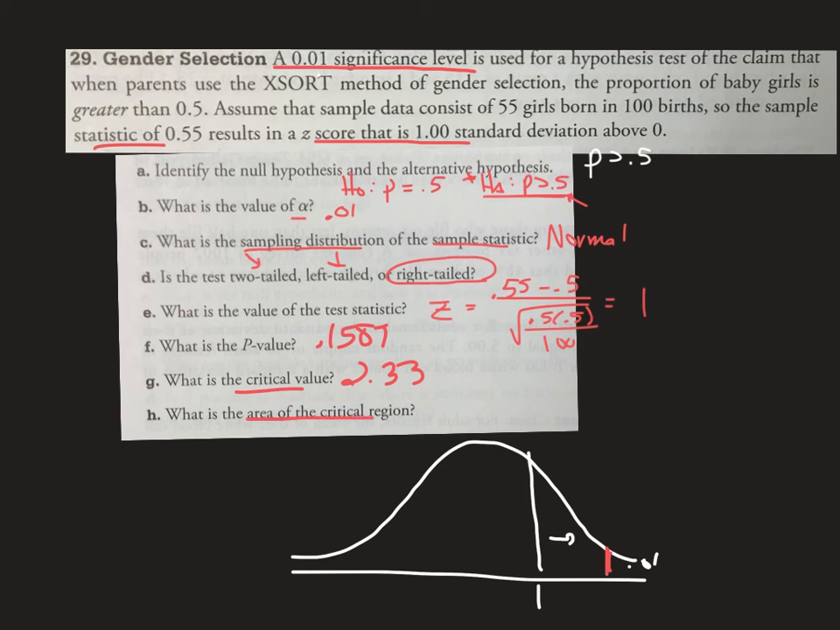What is the area of the critical region? That's the area past the critical value. These two words go together: critical value, critical region. The critical region is your significance level region, and it is 0.01. That's the area of the critical region.